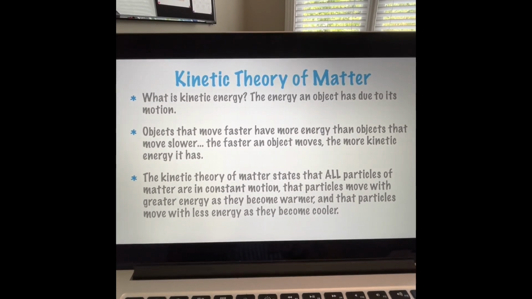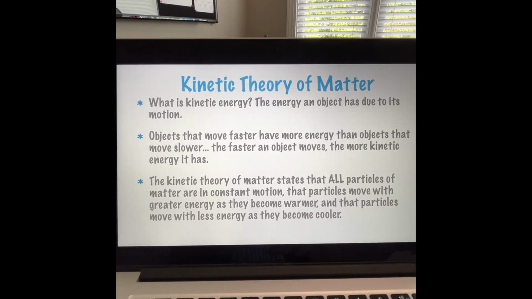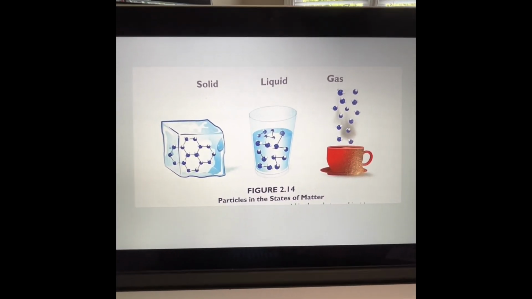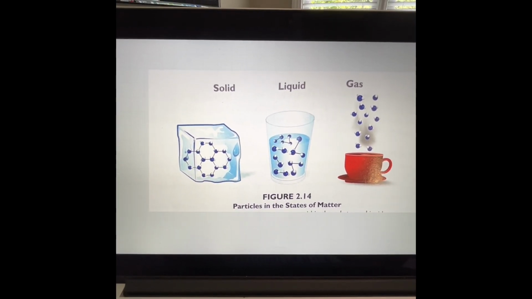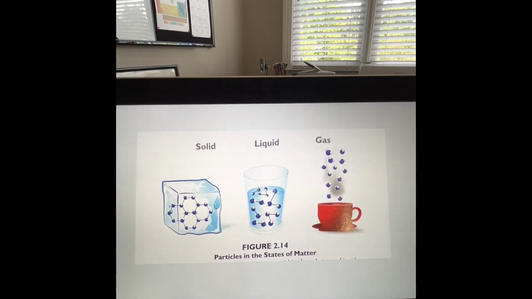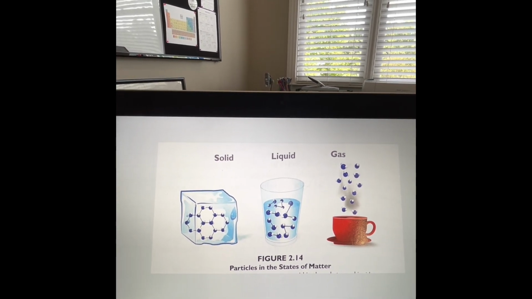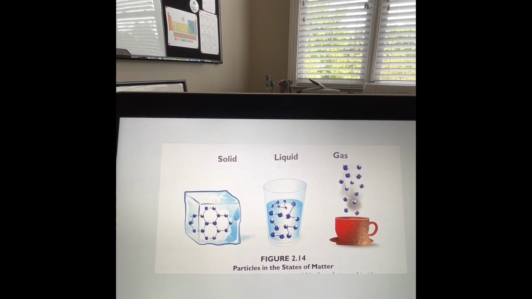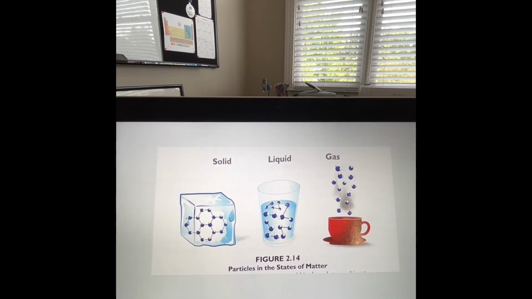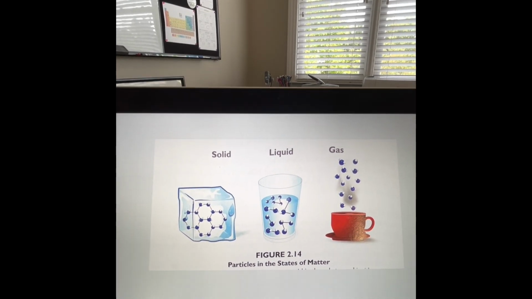The particles move with greater energy as they become warmer, and particles move with less energy as they become cooler. So let's briefly talk about figure 2.4, particles and the states of matter. Solid particles vibrate around fixed positions, but do not move within the substance. That's in a solid. In a liquid, particles vibrate and are free to move around each other. Gas particles are in constant random motion.